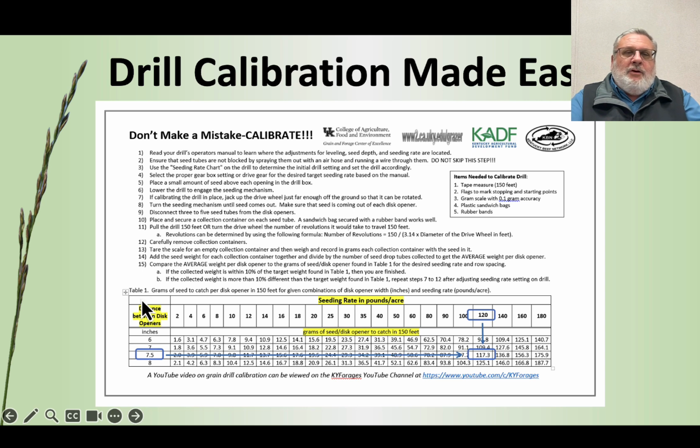In the first column, we have our distance between disc openers. Most drills will be 7.5 inches, but it could be 6 or 8 inches, depending on the drill type. We come together with two arrows from our desired seeding rate and our disc opener spacing, and that tells us how many grams of seed we need to catch for one seed tube in 150 feet. For this example, we used 120 pounds of seed, and that would be a seeding rate for something like a small grain.